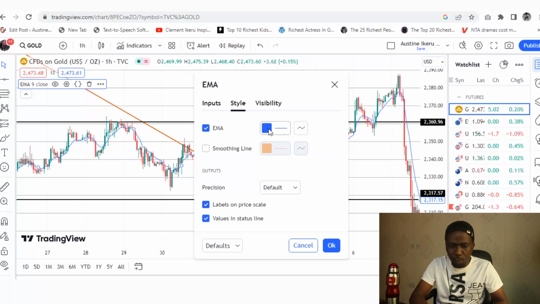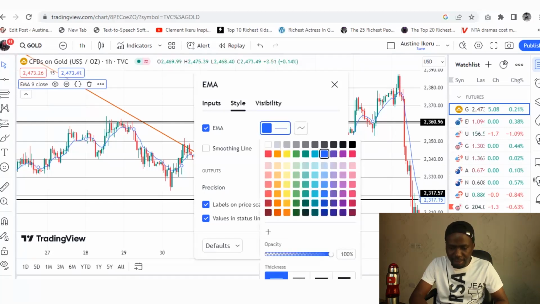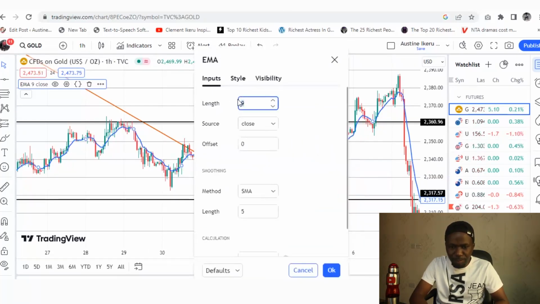Since the color is white, we are going to use blue. I think blue is okay. Then we increase the size a little bit. The size, let it be a little bit big. Then we go to the input. Then depending on the period that you want to use, right?